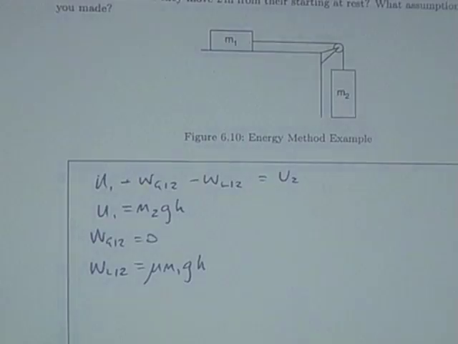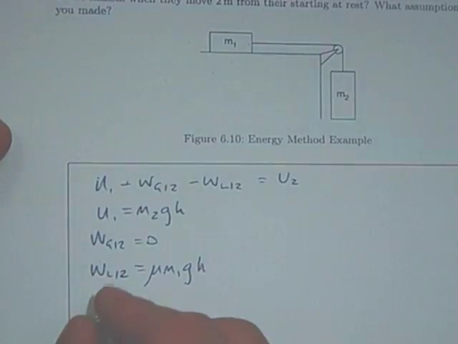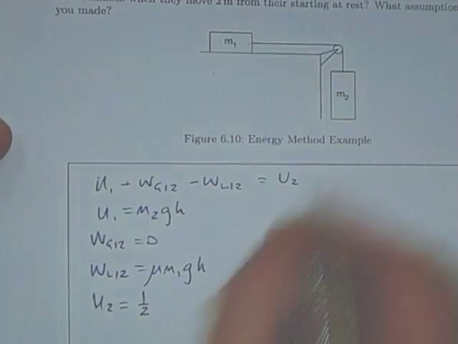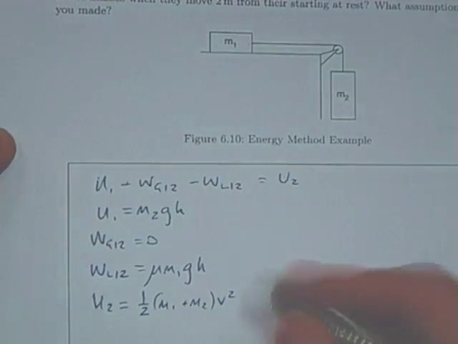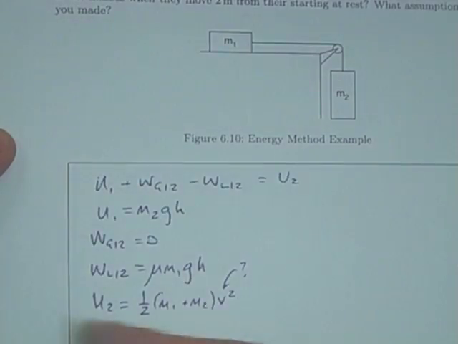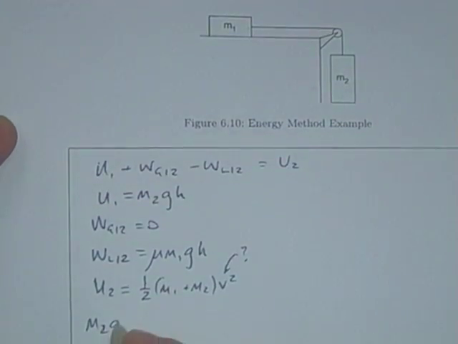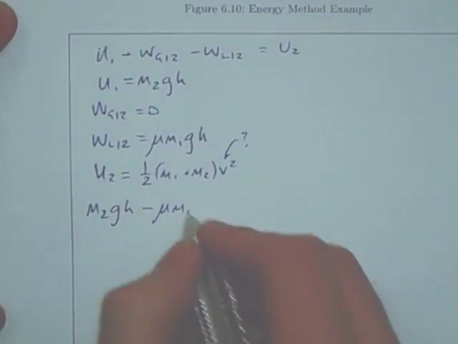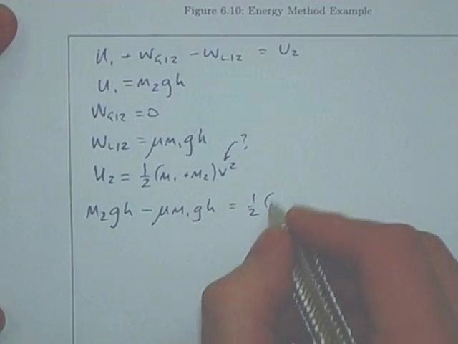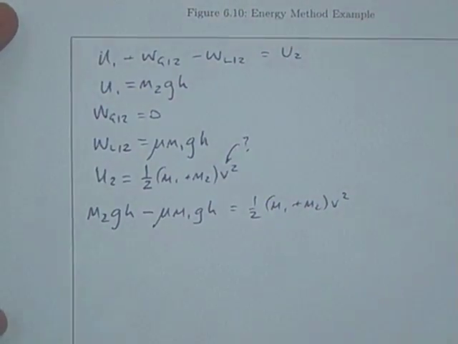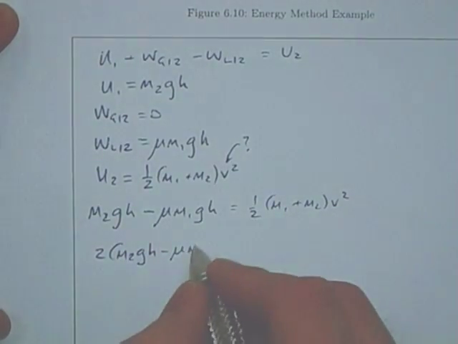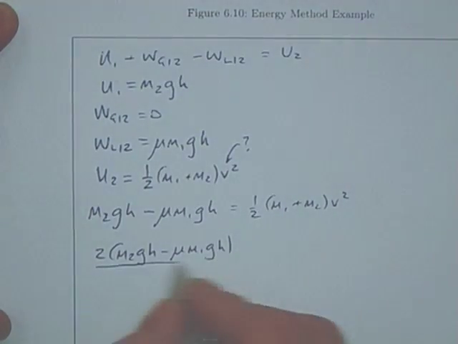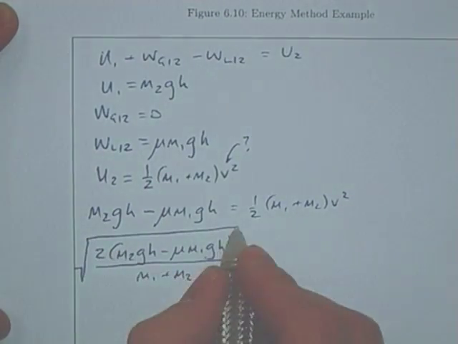Because it's connected by a pulley, the height that the mass drops is the same as the distance the block moves. U2 is the kinetic energy of the masses as they're moving, 1/2 (m1 plus m2) v squared. The question is, what is this v? Plugging into the equation: m2 g h minus mu m1 g h equals 1/2 (m1 plus m2) v squared. Multiplying by 2 and dividing by (m1 plus m2), then square rooting, gives v.